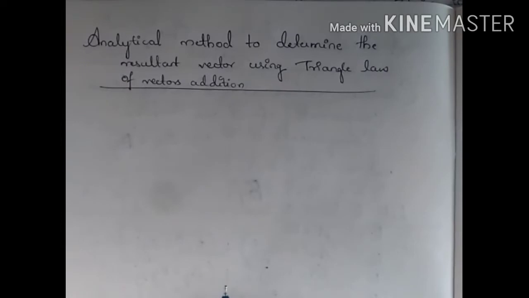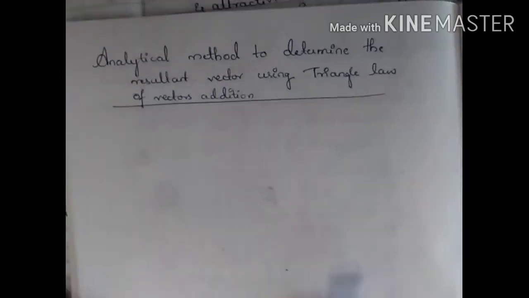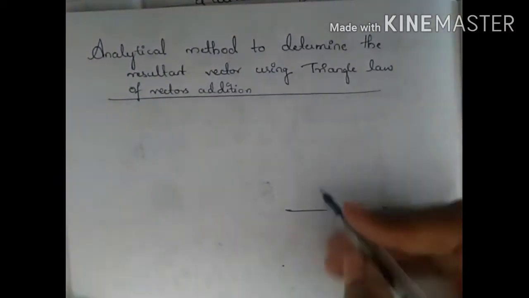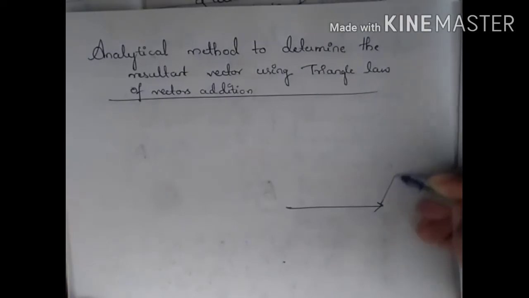This is the analytical method to determine the resultant vector using the triangle law of vectors addition. So here we are again using the analytical method on the triangle law of vectors addition. So consider two vectors, vector A and vector B.